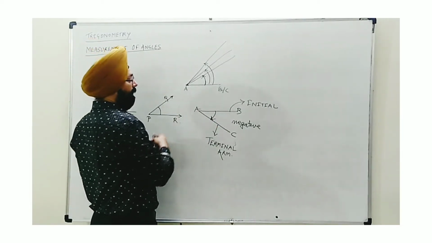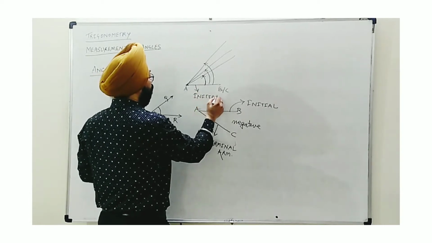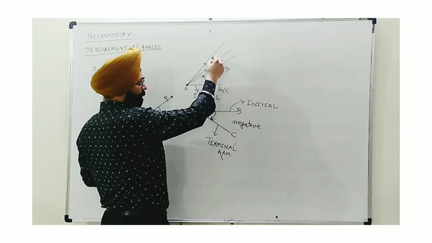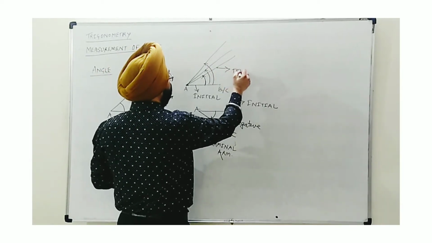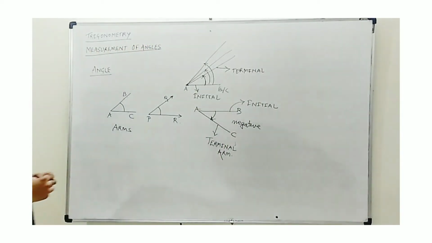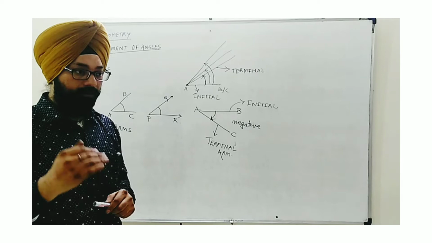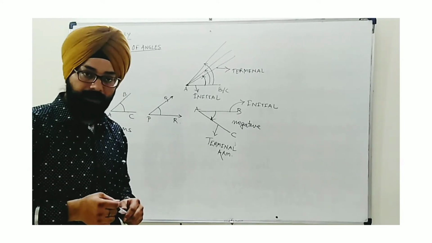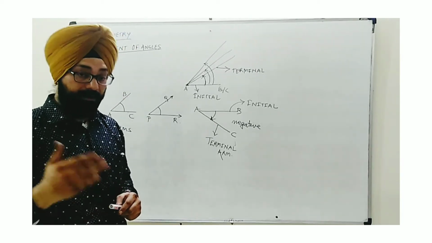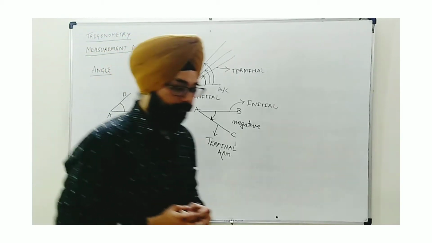But in this case, if I see, this will be considered to be initial, and all these examples which I have drawn here are the positions of terminal arms. Okay, this is the basic theory about angle. Now we have to see the units of measurement of it. So far we have seen there is one unit only, it's a degree, but other than degree also units are available. We will see their introduction.